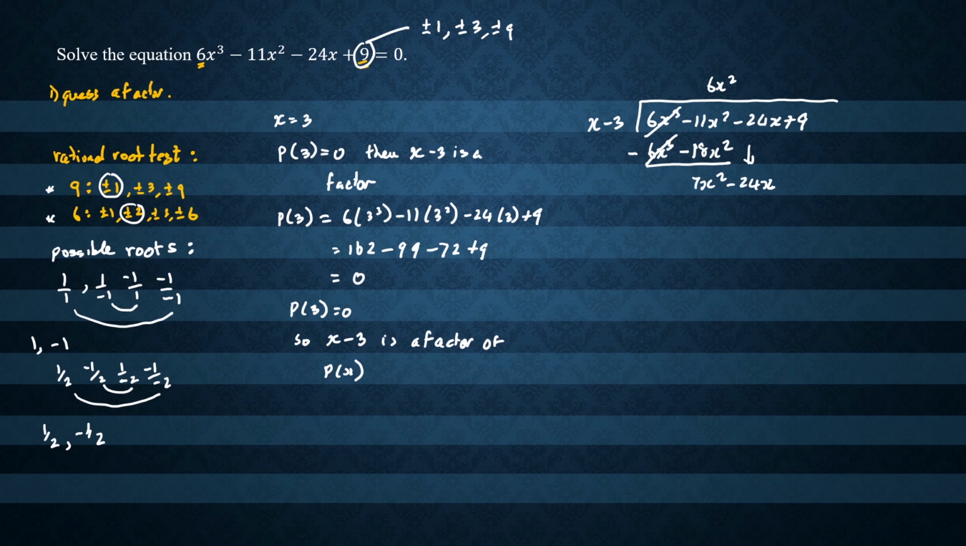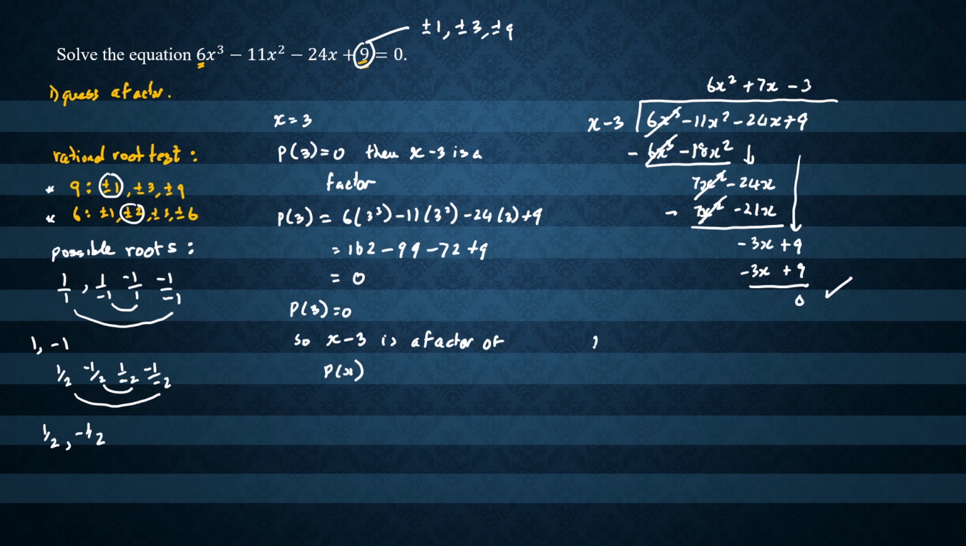And your next term then will be 7x. So 7x times x is 7x squared. 7x times negative 3, negative 21x. And subtract. These two terms cancel again. And we'll have negative 3x. Drop down your 9. You have plus 9 here. So the last term of the quotient is negative 3. So negative 3 times x is negative 3x. Negative 3 times negative 3 is 9. And as we expect, we get 0 for the remainder.